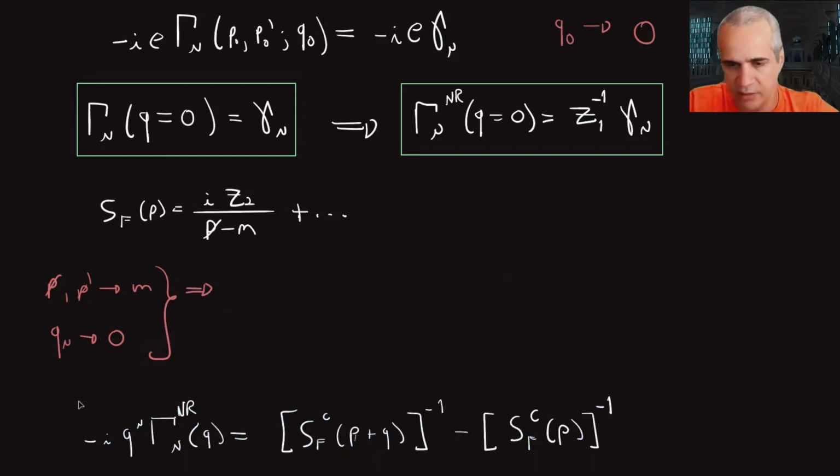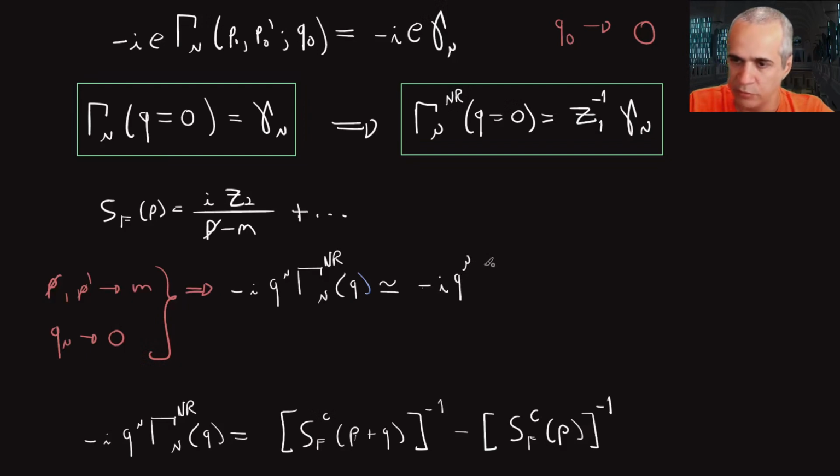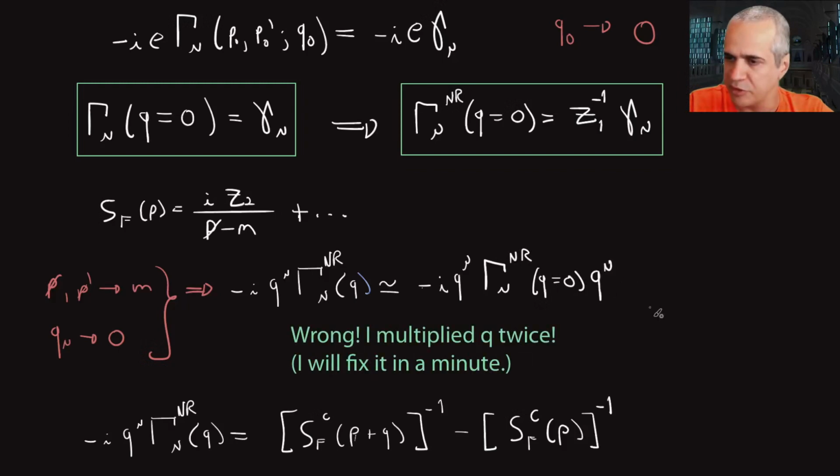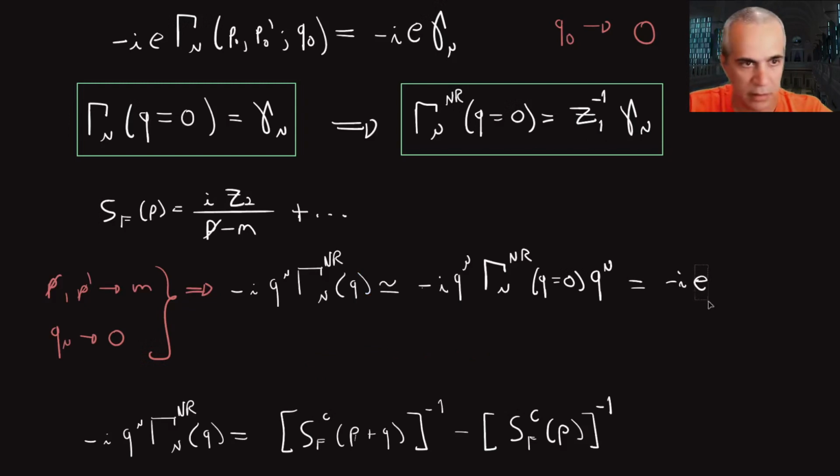The left-hand side here, since I have a Q mu, is approximately 0, right? But that doesn't tell me a lot. So I want to take the linear terms in Q. And the very first one is minus i Q mu, gamma mu non-relativistic, calculated at Q equals 0, times Q mu. And of course, I can use this equation for this guy. This is equal to minus i Z1 to the minus 1 gamma mu.